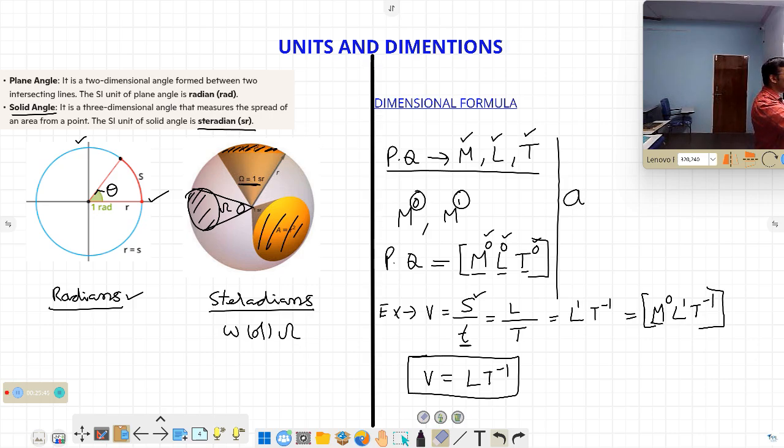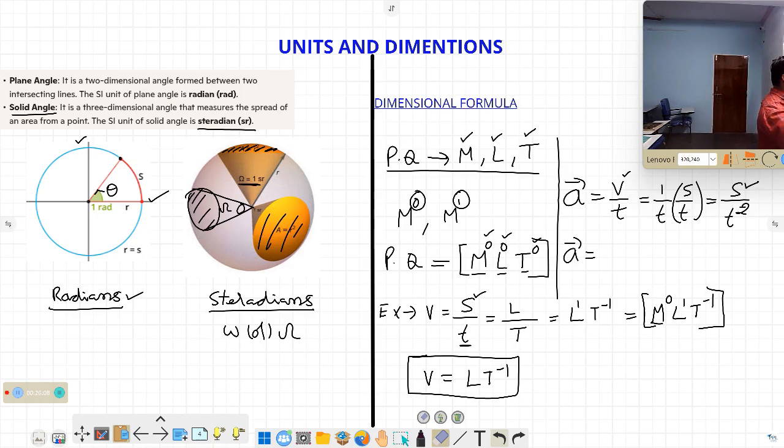I will take one more, acceleration. Acceleration is nothing but velocity by time. Now velocity is not fundamental. To write the dimension formula, you compulsorily have to convert into fundamental quantities. So I convert velocity again: 1 by t taken common here, velocity written again as distance by time. So the formula becomes distance by t square.